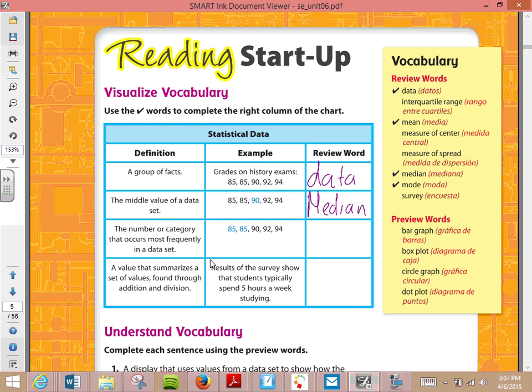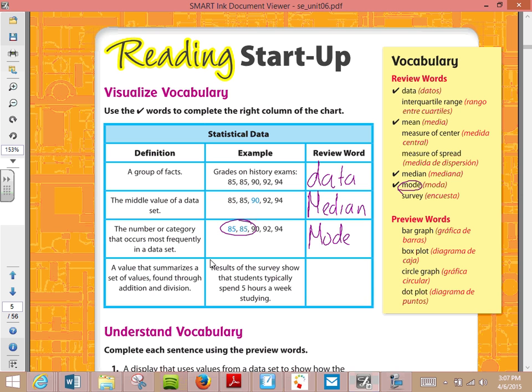What about the number or category that occurs most frequently? Mode. And this one rhymes with mode, most. The mode is the one that repeats the most, the one that comes up the most. That's what it is. So if you have a number that repeats more than anything else, that's going to be your mode. Sometimes you can have more than one, as long as they have the same amount of repetitions.